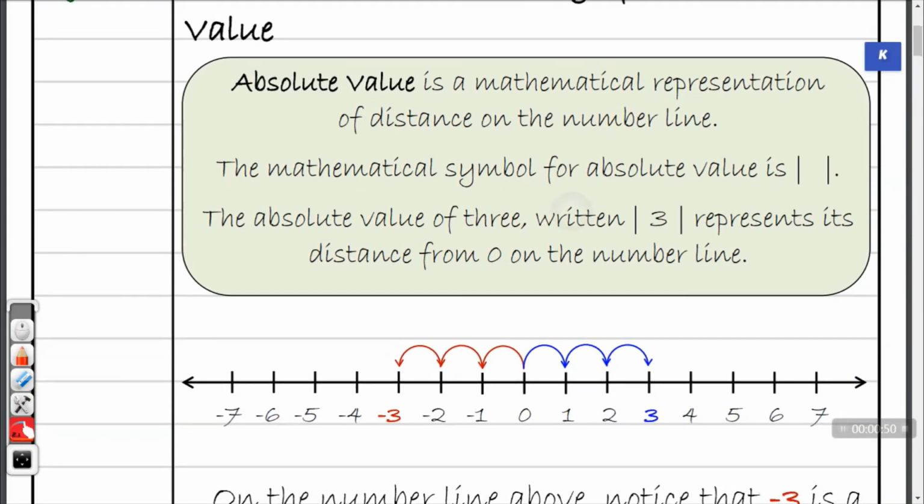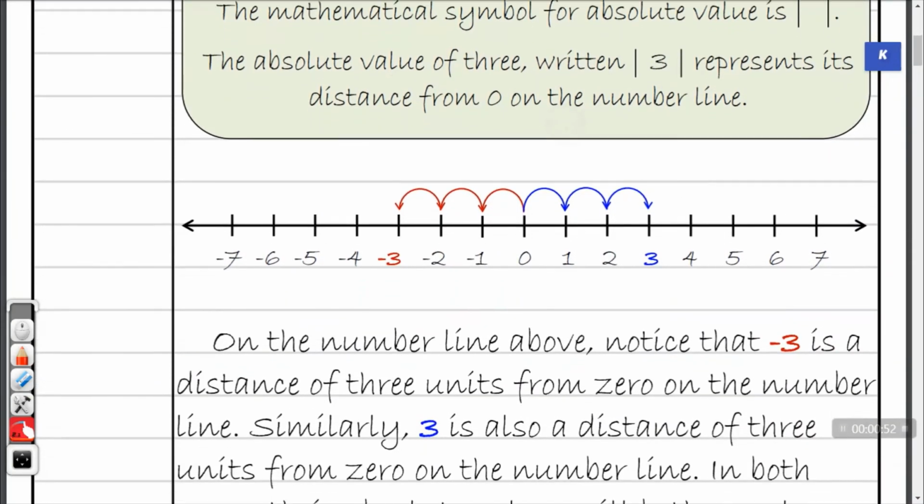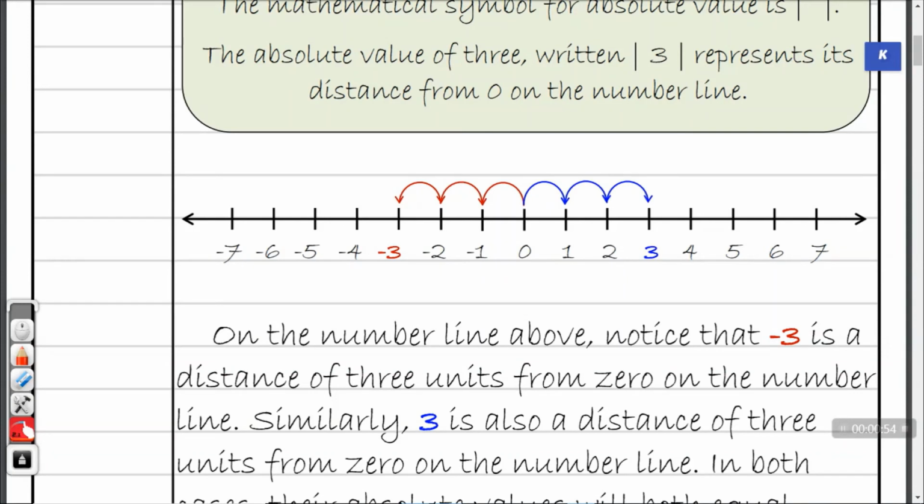Let's take a look at our number line down here below, and I want you to look at this blue aspect of it. As I look at this section right here, I see that 3 is 3 away from 0. It's 3 spaces away from 0. That's why we call it the number 3. And therefore, the absolute value of 3 is 3. So I can say the absolute value of 3 is equal to 3.